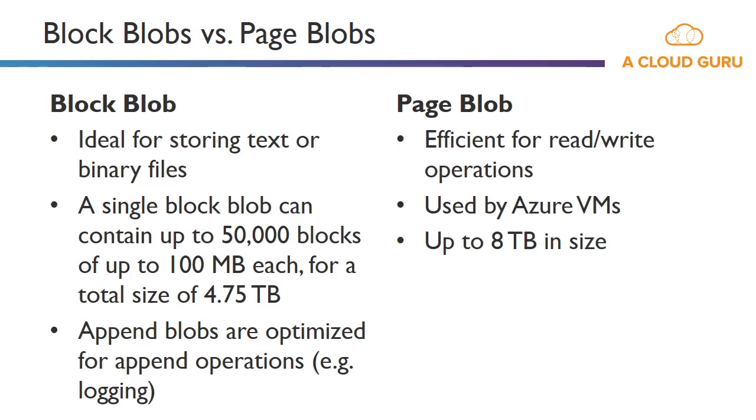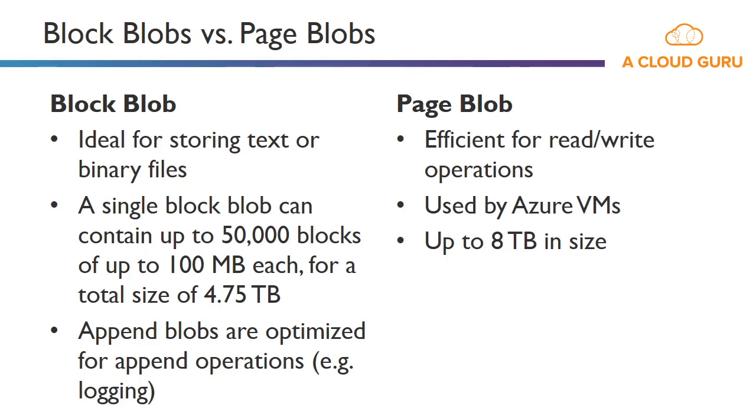So a block blob, again, is ideal for storing text or binary files. Again, those are those images and video files. A single block blob can contain up to 50,000 blocks of up to 100 meg each for a total size of 4.75 terabytes. So that's a single image ultimately could be 4.75 terabytes. Append blobs are also there, and they're optimized for append operations, for example for logging. Now you may see that difference between blob creation and append blobs, and that's just important from that perspective.